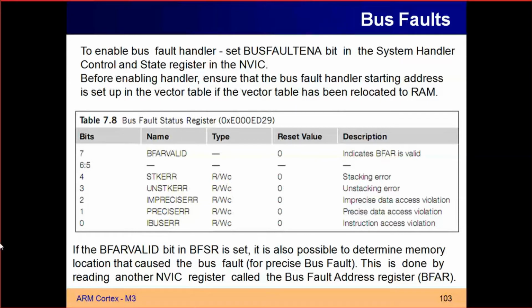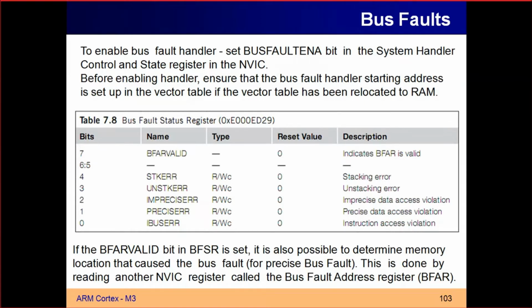Right? And one more thing you need to keep in mind: before enabling the handler, you need to make sure that the bus fault handler's starting address is present in the vector table. Normally, by default it will be there in the vector table. But if you are mapping it to some other location, you need to verify that the address is present in the vector table. So after giving the starting address, then only you should enable the fault handler.